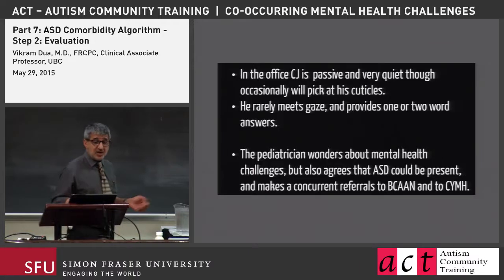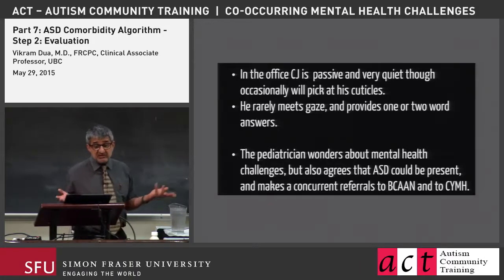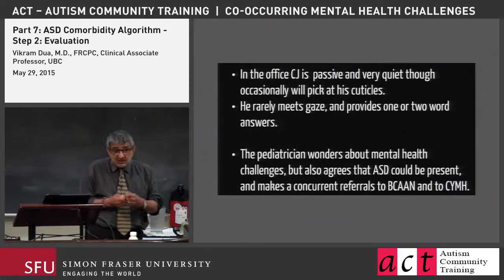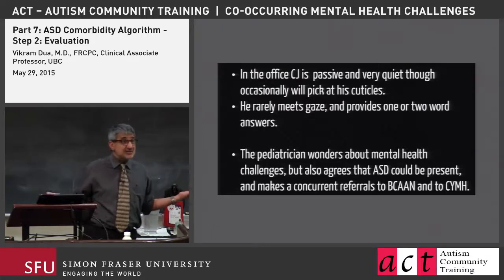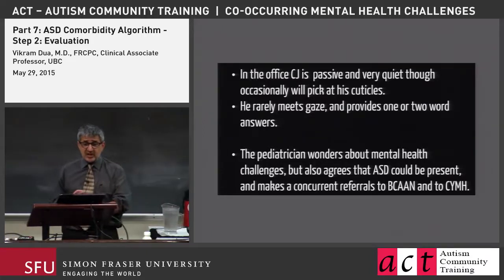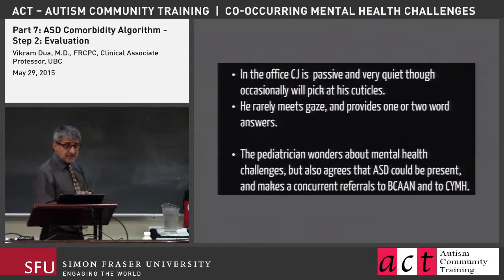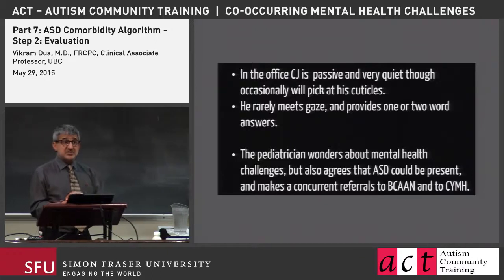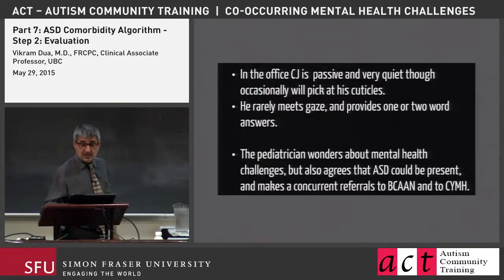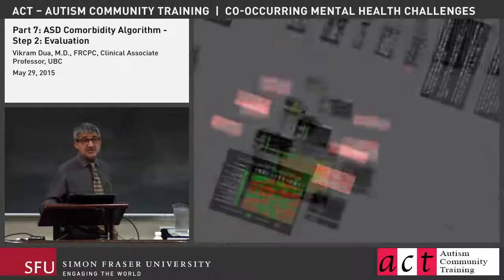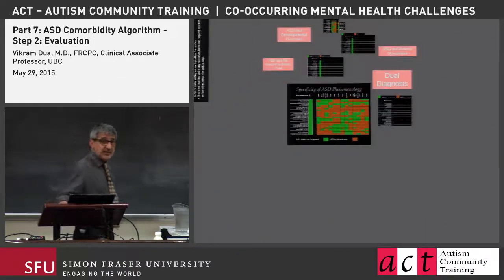In the pediatrician's office, CJ is pretty passive. He's quiet, kind of sits there, doesn't talk much, picks at his cuticles a bit. Basically, you don't get much out of him. He doesn't really talk or produce much interaction. So the pediatrician wonders about mental health issues given this profile, but also agrees that given some of these issues, an ASD could be present, and makes concurrent referrals to both the BC Autism Assessment Network and to Child and Youth Mental Health.